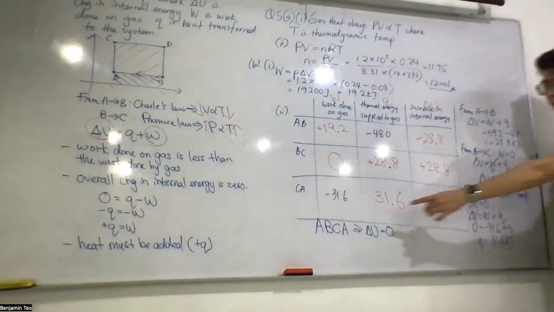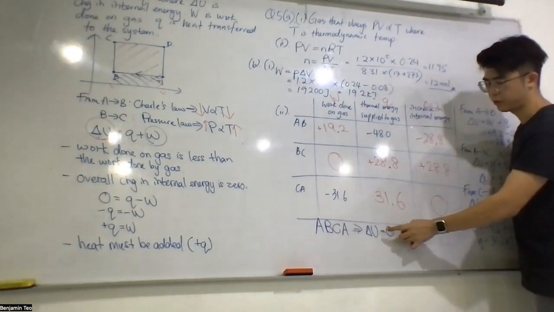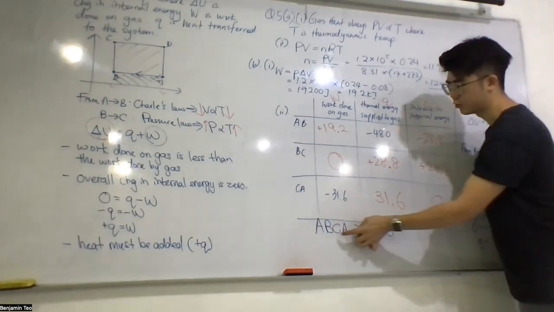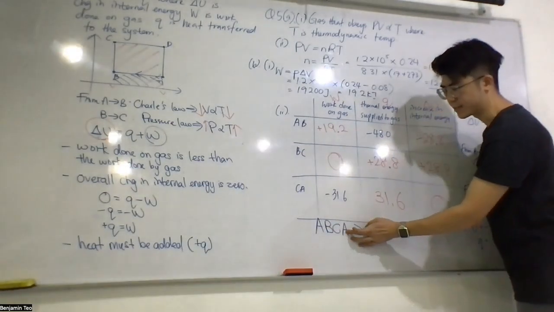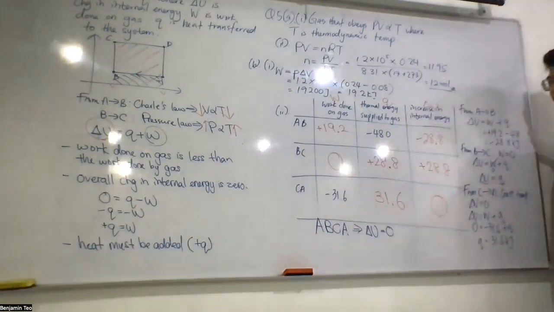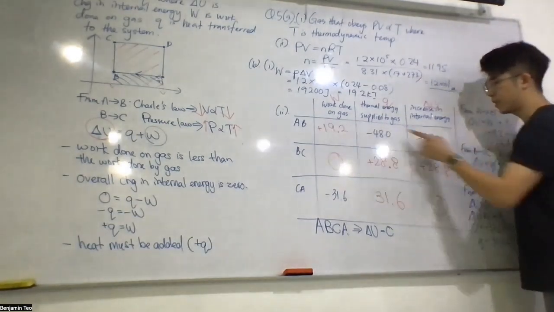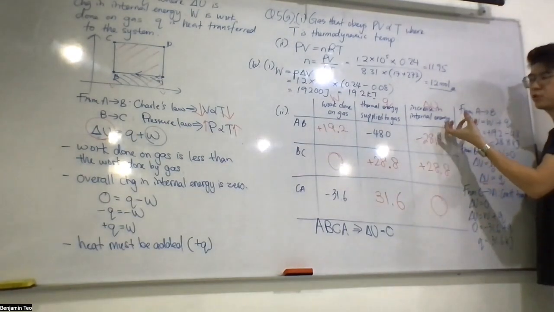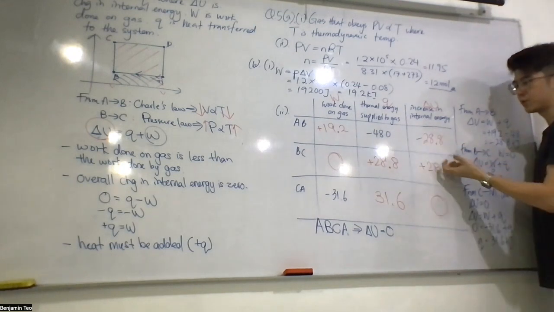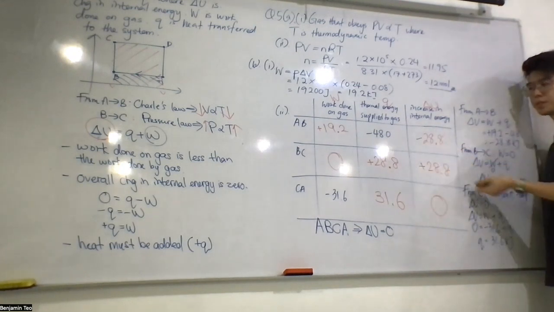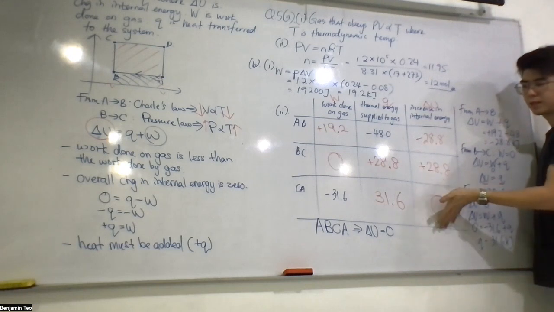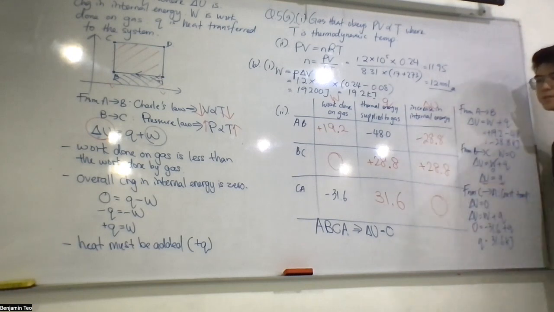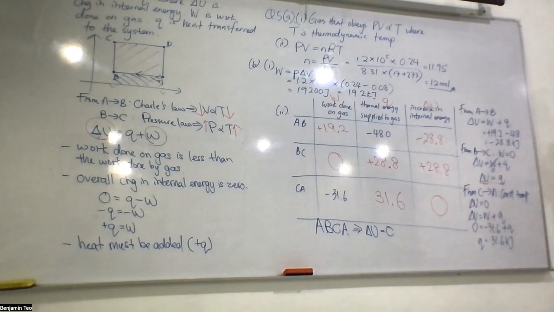Okay, total process, internal energy change is 0 because you go back to the same state of the gas. If from A to B your internal energy decreases, from B to C your internal energy must increase, because from C to A there's no change. So overall, you will get 0. Okay, that's how you solve it.